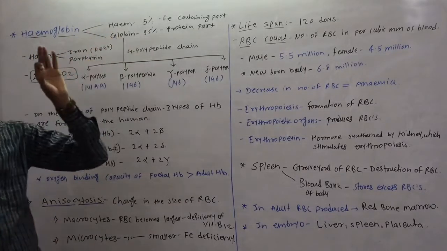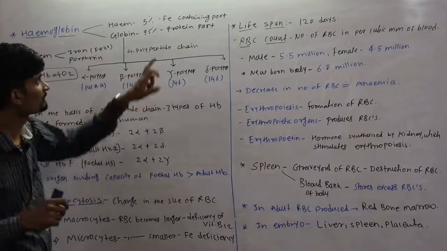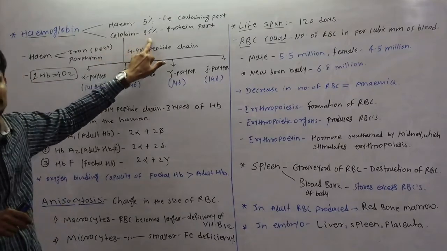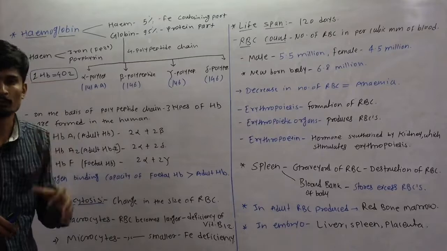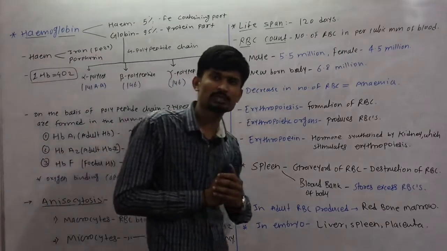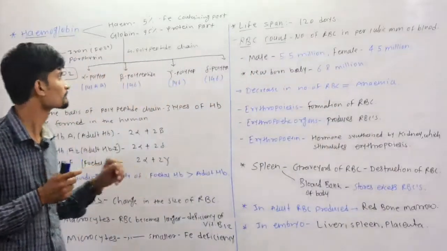The heme part consists 5%. The heme part is an iron containing part, that is Fe containing part, and globin is the 95% major part, which is a protein part, made up of the polypeptides, that is proteinaceous structure. This hemoglobin is a respiratory pigment. We have studied respiration. It carries 4 molecules of oxygen.